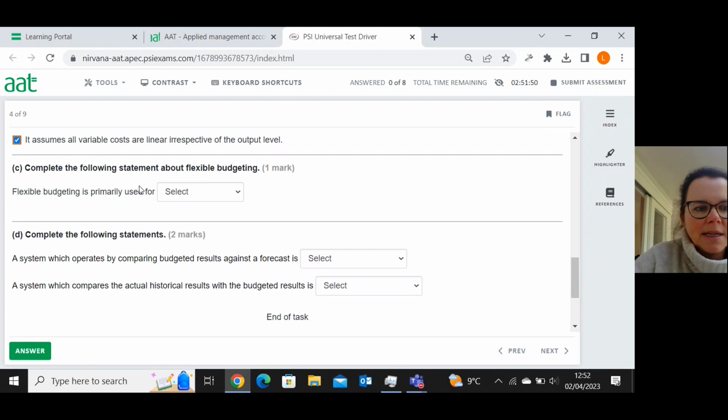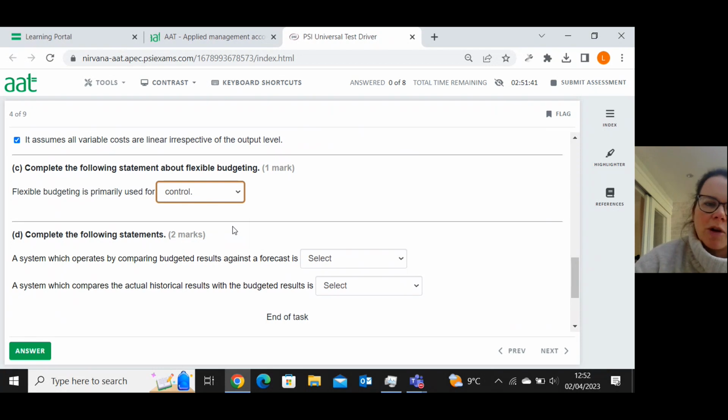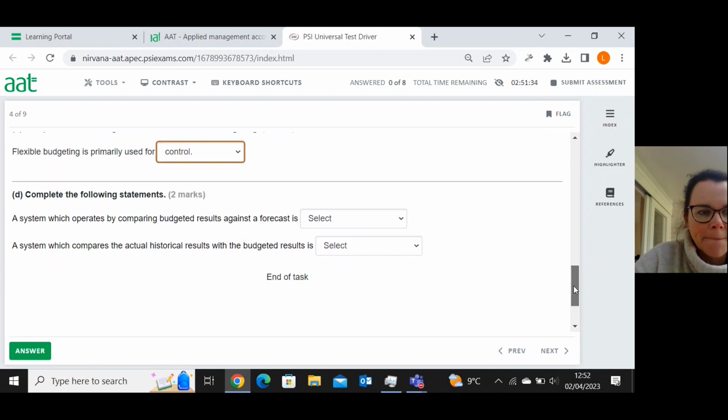Complete the following statement. Flexible budgeting is primarily used, well, it'll be for control, because you're flexing your original budget to what you actually did so that you can compare and see how you did against expectation.